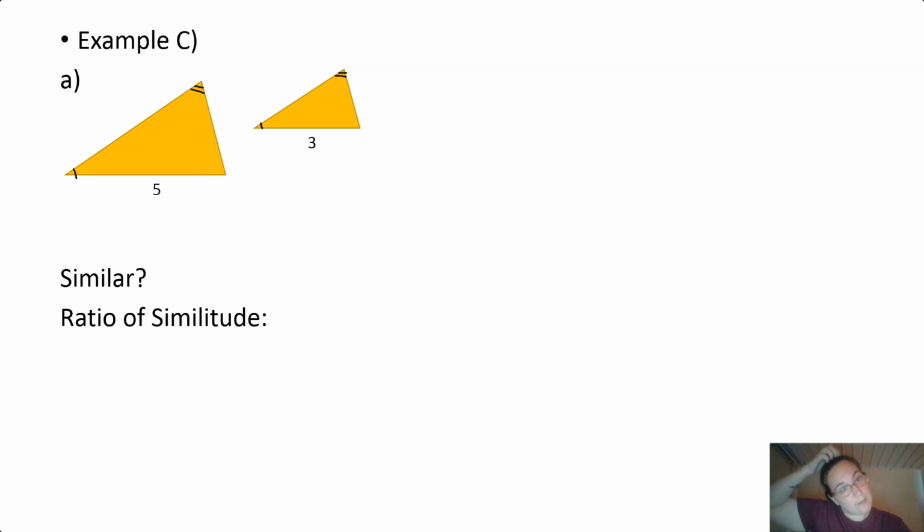So we have example C. We're going to look at this triangle and see, are they similar? And actually we can say, yes, they are similar by AA, which is what I mentioned on the last slide. So we need to come up with the ratio of similitude. In this case, we've got the larger triangle on the left, which is assumed to be the first position, and the smaller triangle on the right. So we're going to simply write this as 5/3.